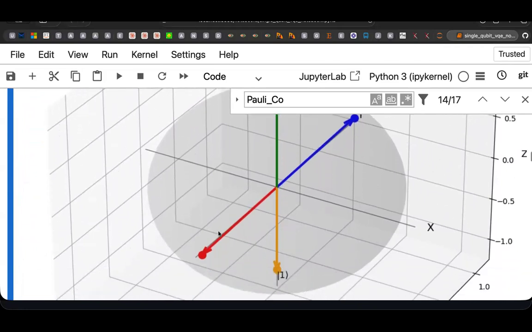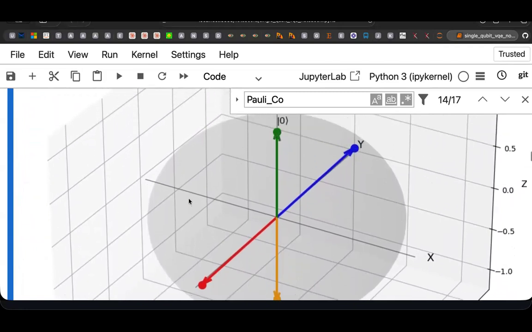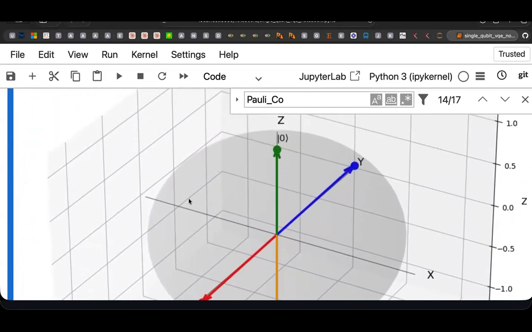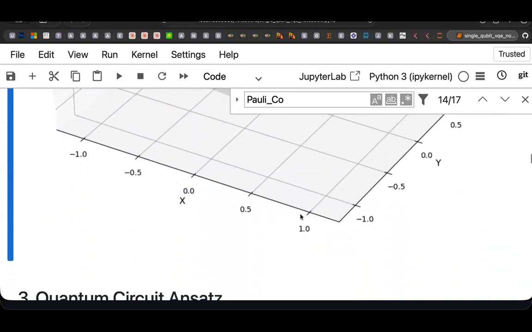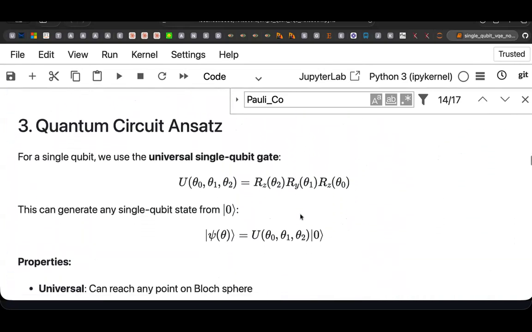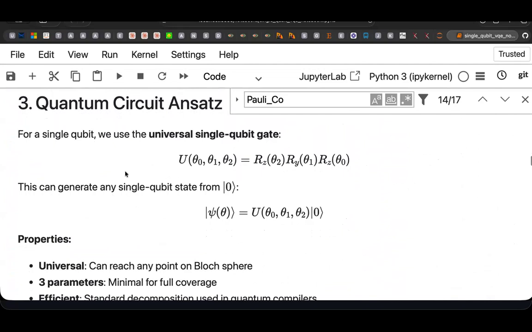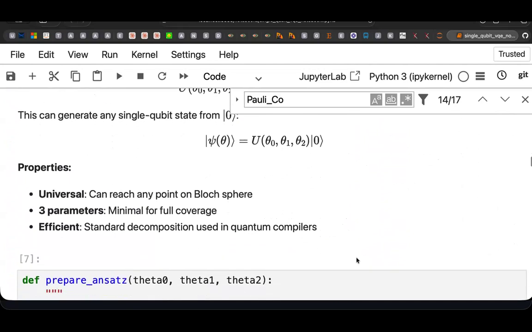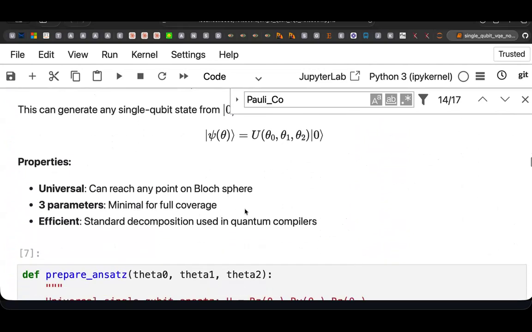So this will be the projection of these states on the Bloch sphere. In this specific case, we have some specific angles which then represent the state here. So for a single qubit state, now the universal, we use these rotation matrices to make a general ansatz. So we generate this new qubit state, which is a function of these three angles here. So we can reach any point on the Bloch sphere.